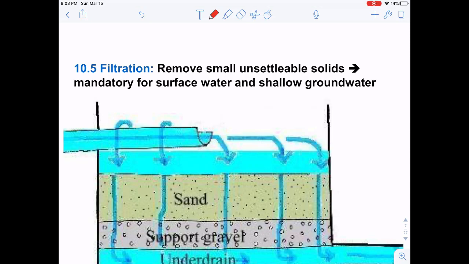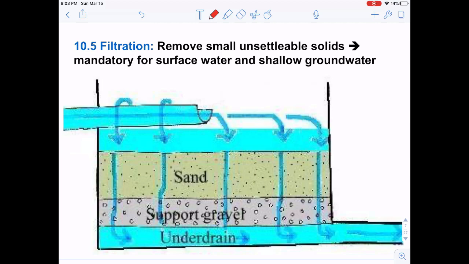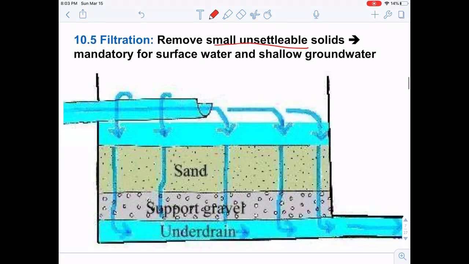As we have introduced, particles with smaller sizes can escape from this sedimentation process. What we can do is further use filtration to remove these small unsettleable solids. Filtration is actually mandatory for surface water and shallow groundwater because there are a lot of colloids. Although we can remove these colloids by coagulation, flocculation, and clarification, there might still be some suspended particles in the water, so we have to completely remove them using filtration. Filtration has the highest efficiency in terms of particle removal.